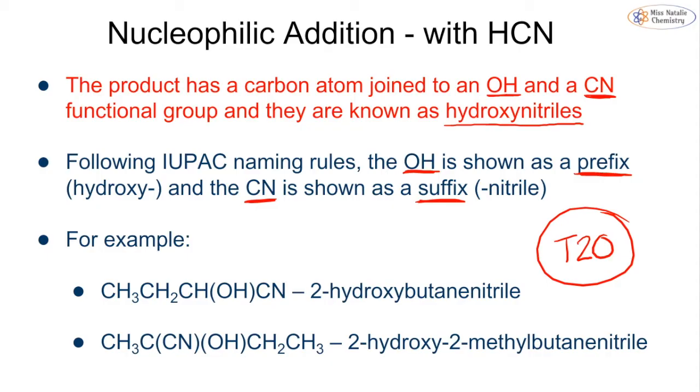Now these are quite tough to name. The naming part of it doesn't tend to come up that often in exams, if rarely, to be honest. However, it is still important that you see where those are coming from. So the hydroxy is the prefix, the start of the word, and you should say what carbon it's attached to. In this case, it's on carbon number 2. The butane tells us how many carbons are in the longest chain, and the nitrile tells us that we have that CN group.